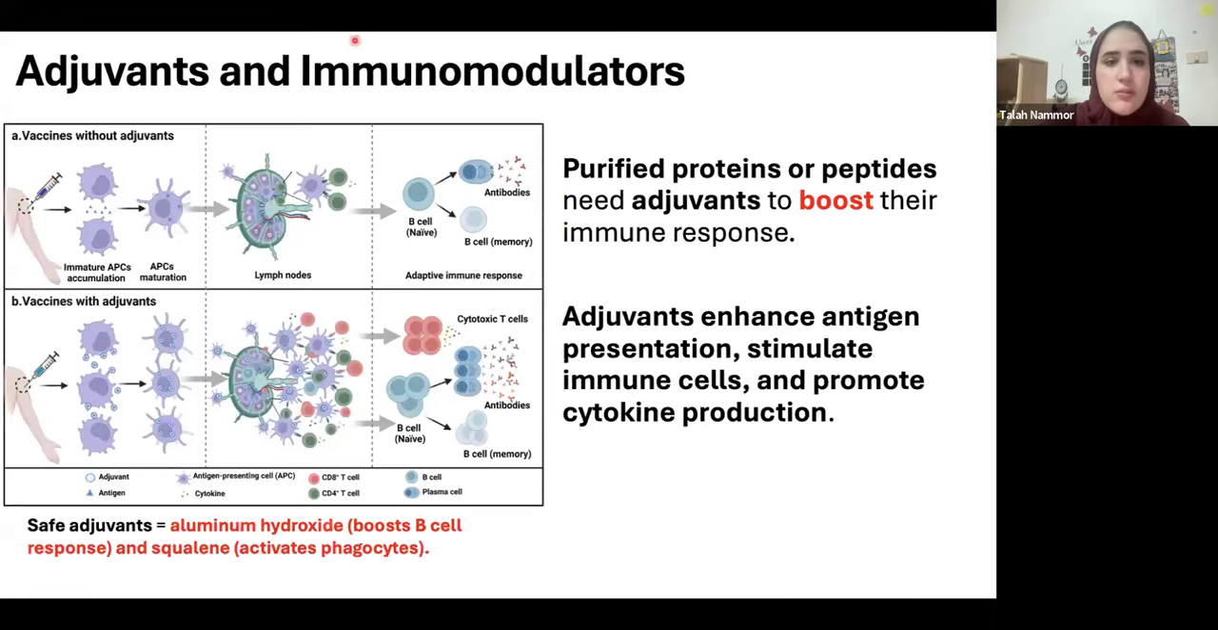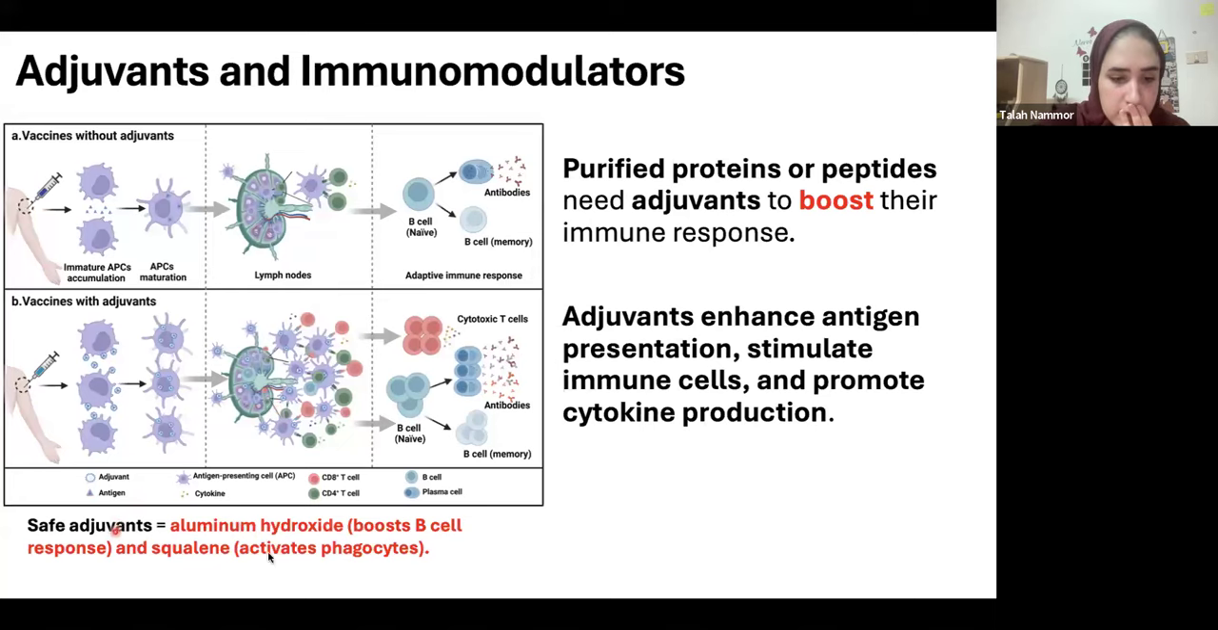Now we said we try to improve all of these things. Sometimes if you give the vaccine by itself, like the killed particle, it might not elicit a strong immune response. So we use something called adjuvants and immunomodulators. This is a photo of a vaccine without adjuvants. You see how the reaction is, just a little bit. But with adjuvants, you see how crazy the increase in activity is. We have more B cells, more antibodies, more memory cells, everything is more. Adjuvants are there to increase the immunogenicity of the vaccine.